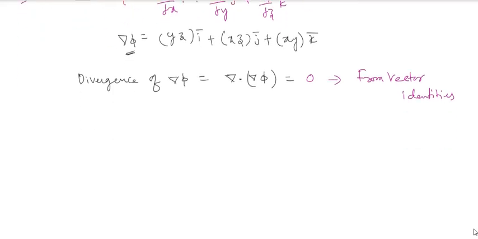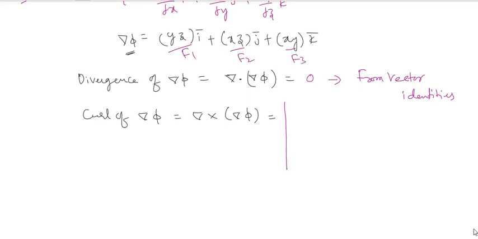Next, you need to calculate the curl of del phi, that is nothing but del cross del phi. For this you have to calculate it. So let me check it out. This is your f1, f2, f3. So you will have here i bar, j bar, k bar, then dou by dou x, dou by dou y, dou by dou z. So f1 will be yz, xz, xy. Am I right or not? Yeah. So now if you calculate this, again this is 0.